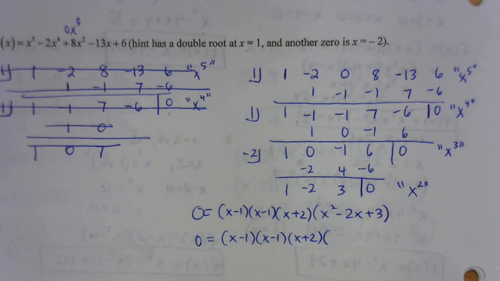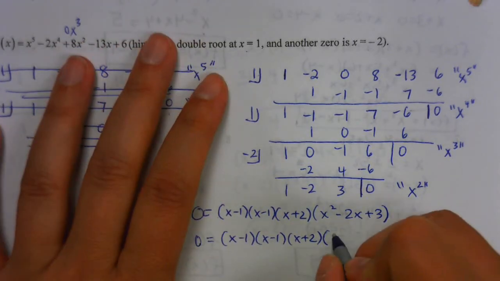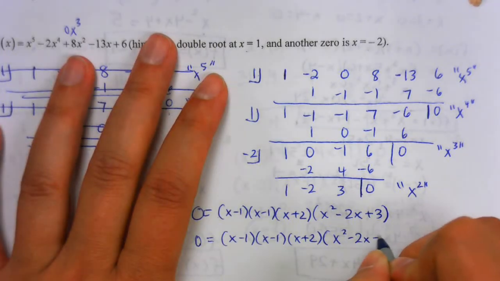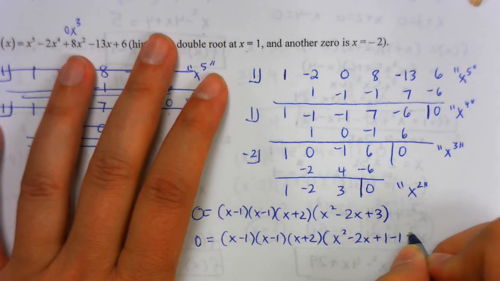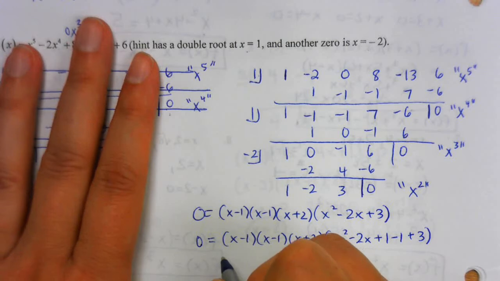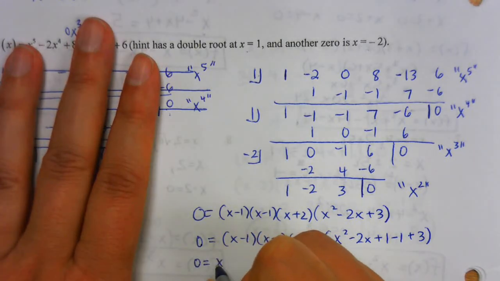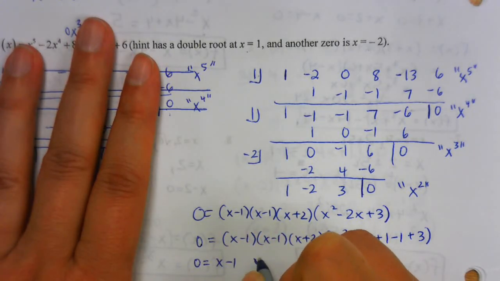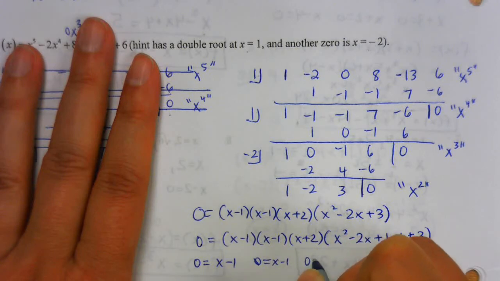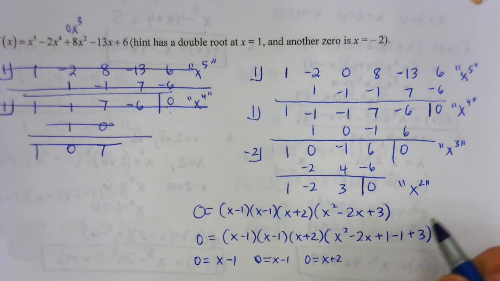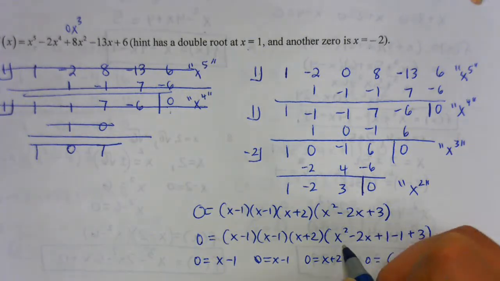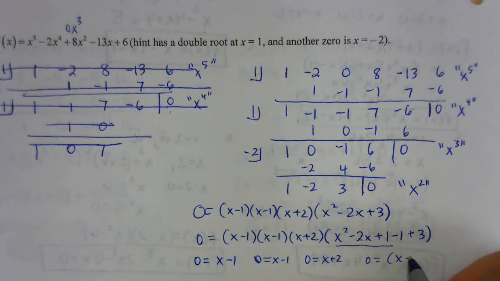So I'm going to complete the square. So I have x squared minus 2x plus 1 minus 1 plus our 3. So we're going to write this a little differently this time. We have our 0 equals x minus 1, 0 equals x plus 2. So this is going to be 0 is equal to, I'm going to factor these 3, x minus 1 squared, and then a plus 2.